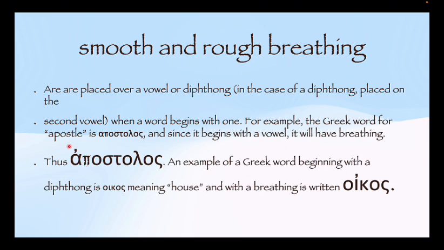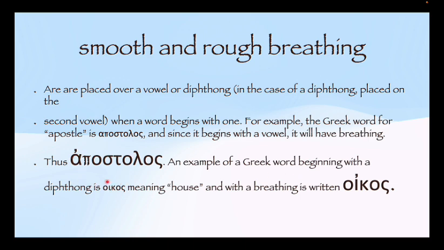So now we have the breathing. This is a smooth breathing. So if it is marked like this, it is a smooth breathing. Now I will talk about what it means to have a rough breathing and what function the rough breathing has. The smooth breathing tells you nothing about how to pronounce the word. It's not telling you to pronounce it in a different way, but the rough breathing will. We'll see that in a short while. So apostolos is an example of a smooth breathing.